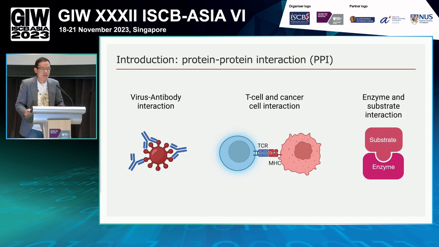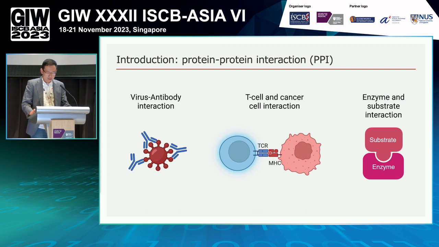So at first, let me give a short introduction about protein-protein interaction. Protein-protein interactions are essential for various biological processes, such as signal transduction, cell metabolism, and the immune system. Here we give some examples of protein-protein interactions, like the various antibody interactions, the cell and the cancer cell interactions, and enzyme and substrate interactions. Understanding how proteins interact with each other can help researchers uncover the mechanism of life, identify the cause of disease, and design new drugs.